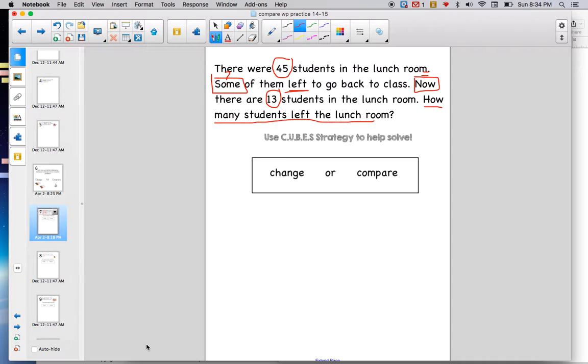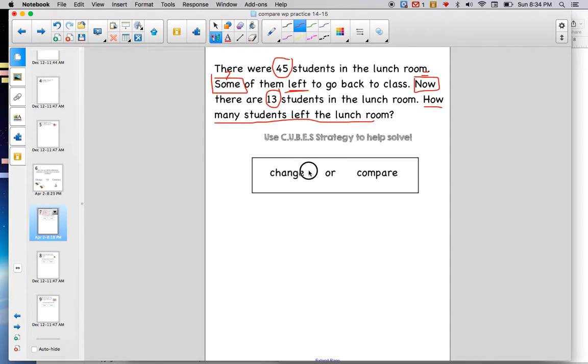So if there were 45 students in the lunchroom, and some of them went back to class, and now there are only 13 students left in the lunchroom, I'm not seeing anything that's asking me to see who has more. I can't figure out whether there's more students in the lunchroom versus in the class, because that's not what it's asking. It's asking how many students went back to class, not who has more, who has less. The question didn't say how many more students are in the lunchroom versus class. It's not asking how many more, how many less. It's asking just how many left.